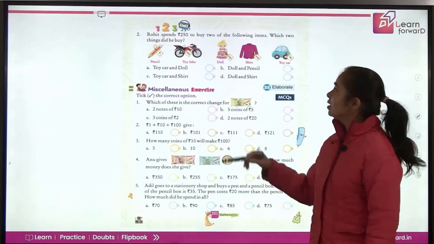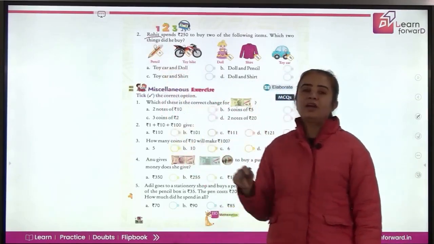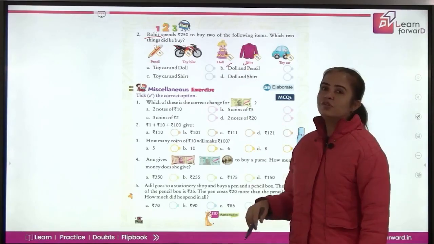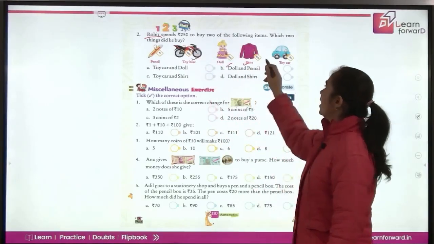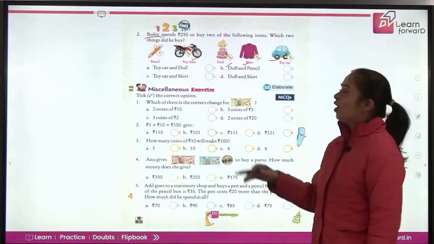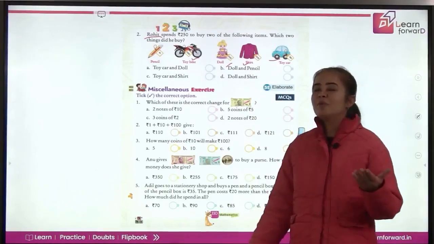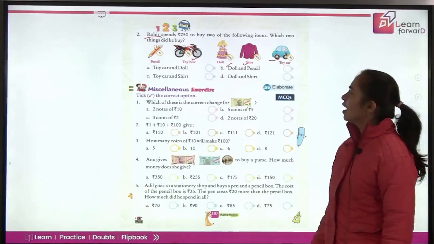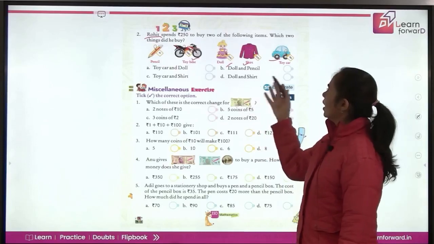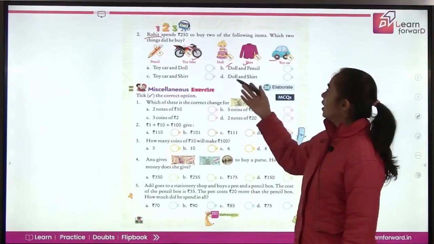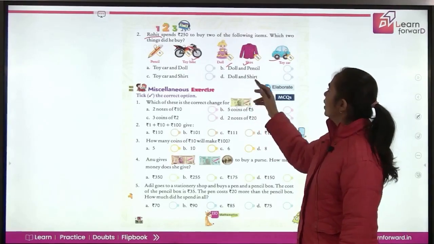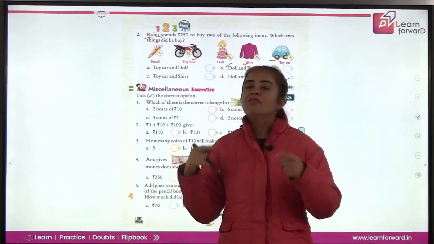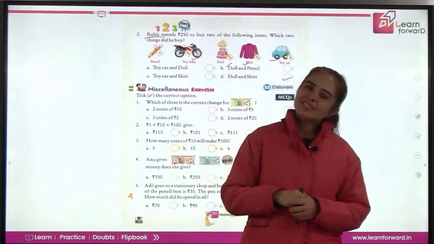So, which two items do you think Rohit will spend on? Even doll and shirt will cost 250, but will he buy toy car and bike or the girl's item? The boy's item. So, he'll spend on the bike and the toy car. But this is toy car and bike is not given. Okay, that means he spent on doll and shirt. So, he would have definitely bought one shirt for himself and the doll for his sister.